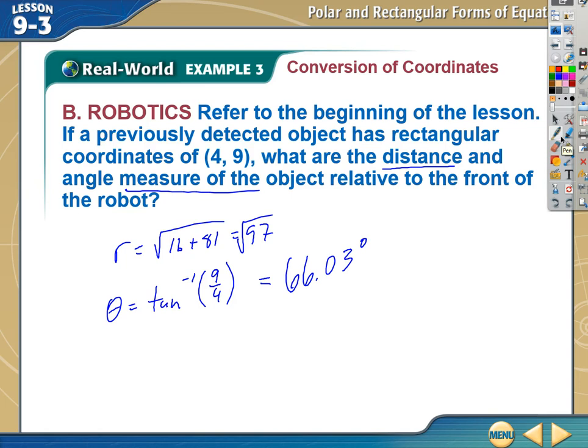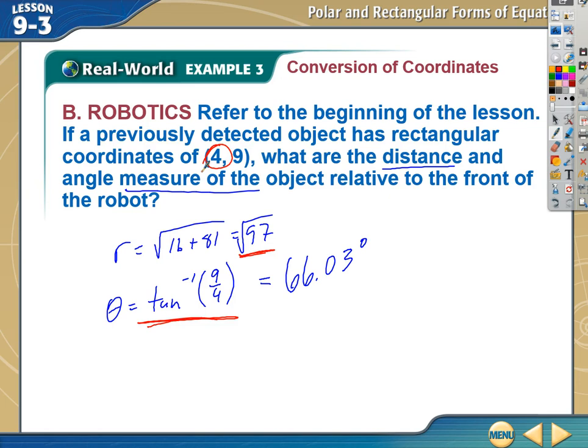And again, my expectation is that you would get this value here without a calculator, and you're able to get this right here. And notice I did not have to add 180 degrees. Why? Because this value is positive. If it was negative, I would add 180 degrees.